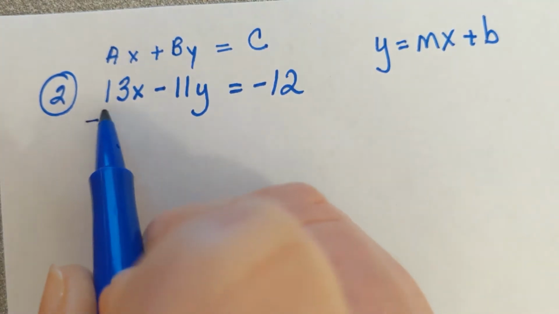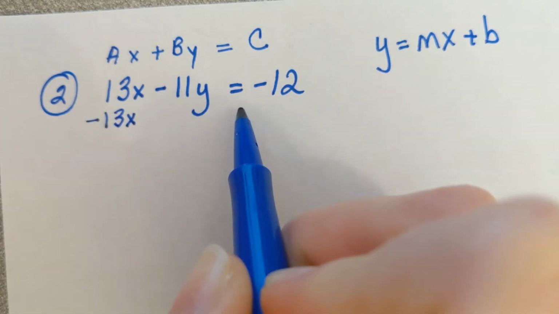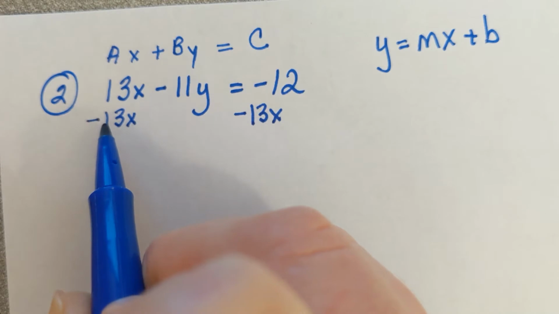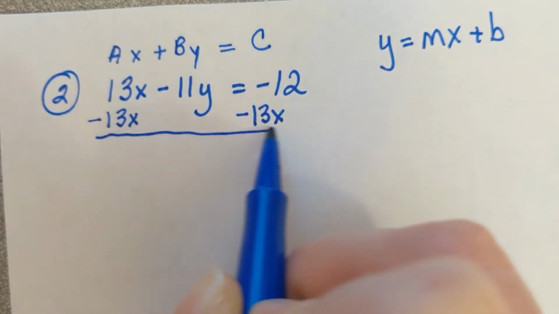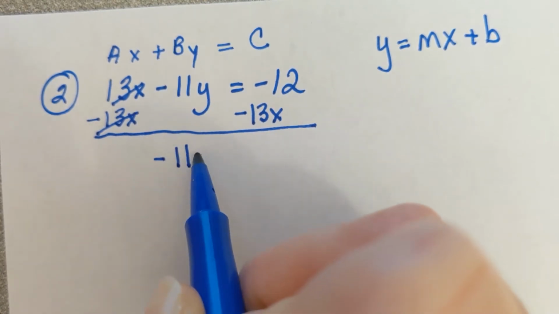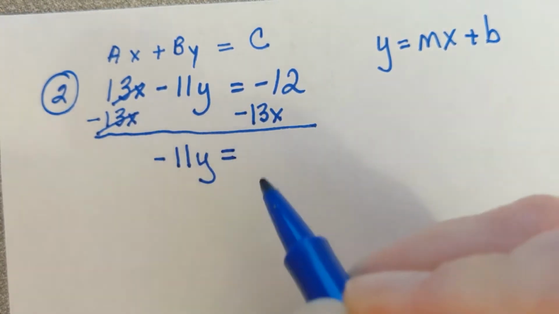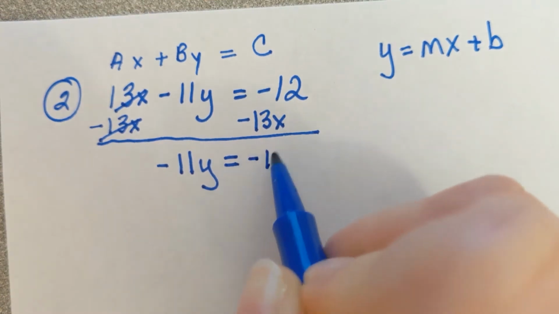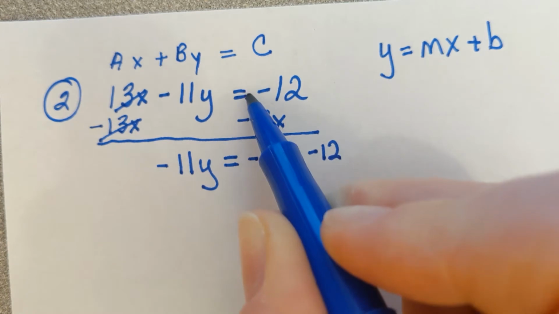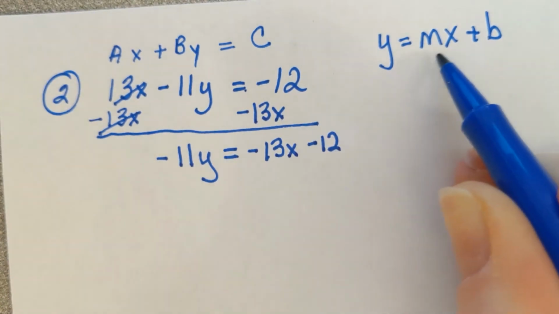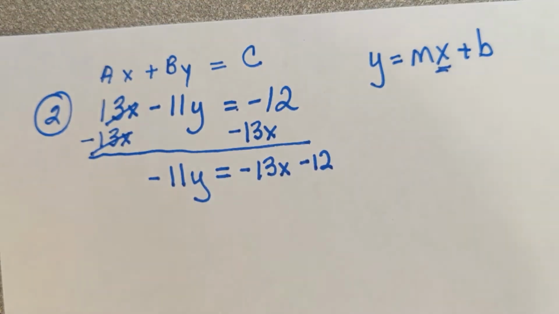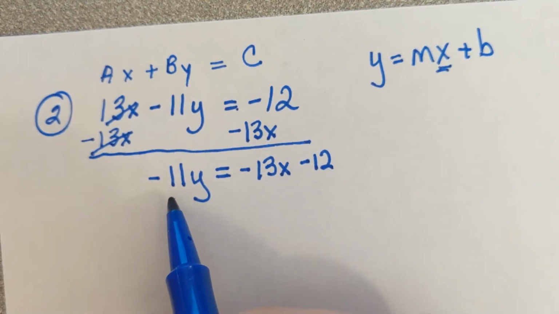We're going to start by subtracting 13x from both sides. Because this is positive and this is negative, it makes 0 and goes away. On the left side, we're left with negative 11y. On the right side, we have negative 13x minus 12. I moved this in here, this little space, because I want mx first. So our x is going to be the first term. So now I have negative 11y.